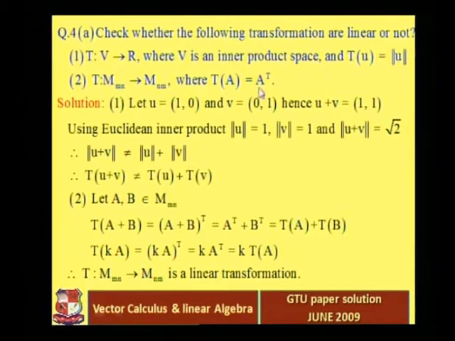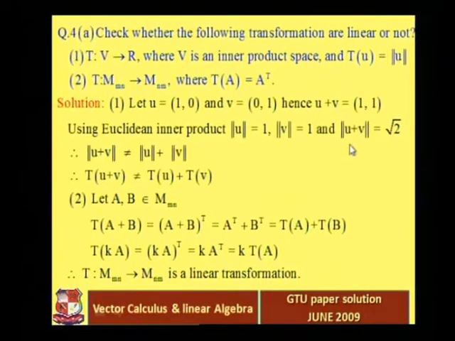But the first one is not a linear transformation, and for that I will give you one simple example. Let U be equal to (1, 0) and V be equal to (0, 1). Using the Euclidean inner product, U plus V is equal to (1, 1) by the definition of addition. What is norm U? That is under root 1 square plus 0 square, that is 1. What is norm V? Under root 0 square plus 1 square, that is also 1.